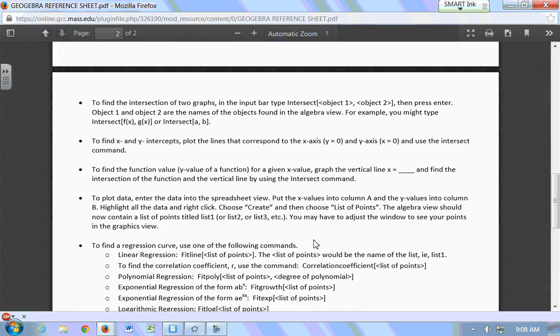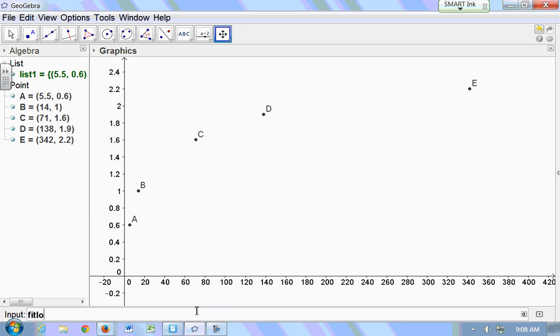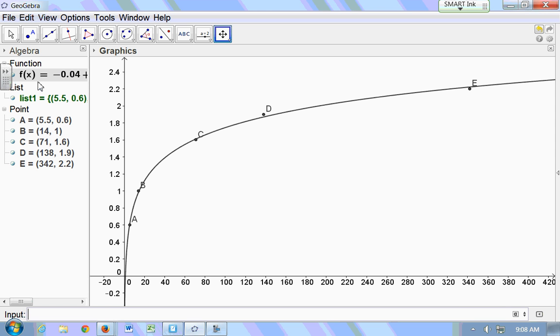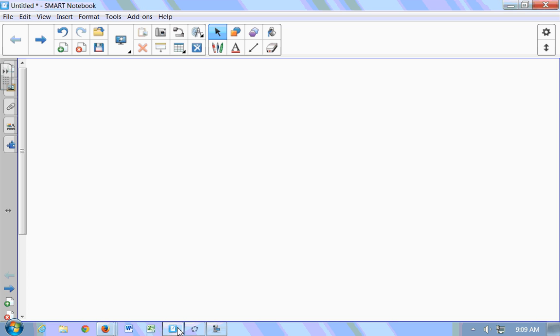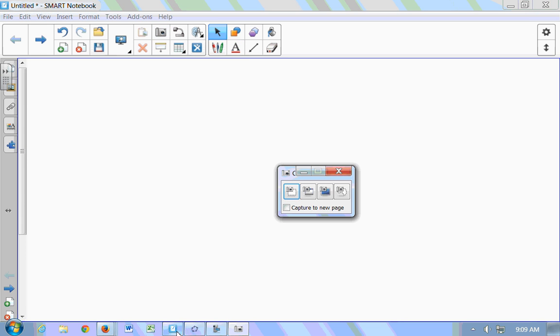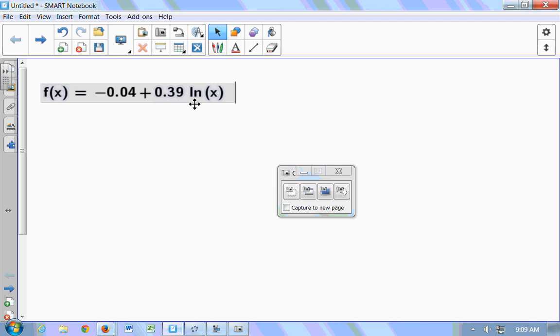Okay, so to find a regression curve, use one of the following commands. Logarithmic regression is FitLog and then the name of the list of points. So FitLog, square bracket, and then my list is titled list 1. That's the list of all my points. And if it's a logarithmic equation and the equation is over here, I just have to expand this so I can see it. Negative 0.04 plus 0.39 ln of x. All right, so there's my regression equation.